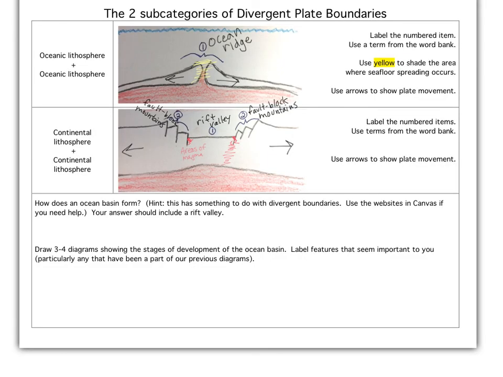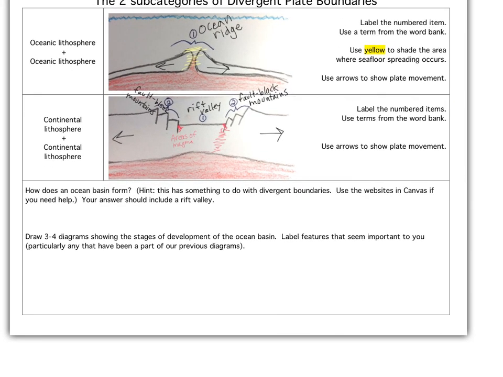Okay, take a look at this down here. The question: how does an ocean basin form? Ocean basin, the container where an ocean is, like the bowl for an ocean. This has something to do with divergent boundaries. I'll put some websites in Canvas for you to help you. Your answer should include something about a rift valley. So basically, you've got to start here. So what happens to this to form an ocean basin?